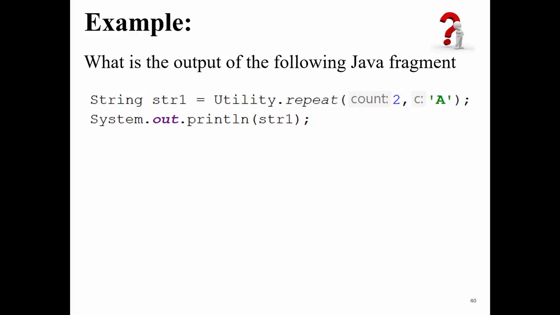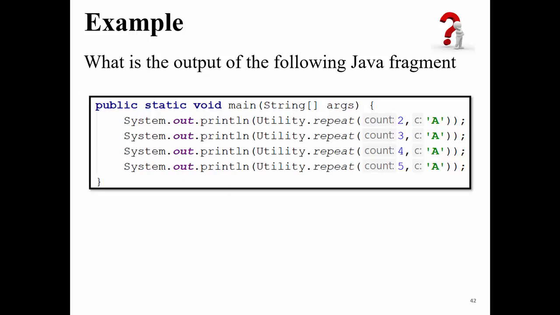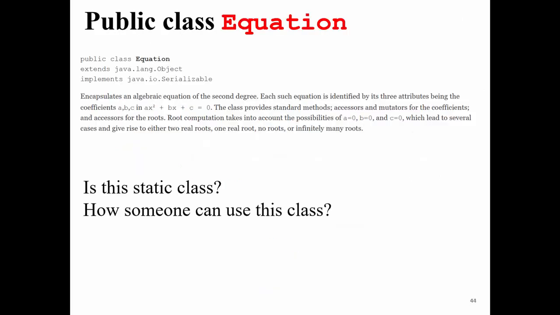So I cannot say double str1, because this method returns a string data type. So I should receive it in a string data type. You have to know the return data type and create a variable suitable with the same data type to be able to receive that returned data type. That's the only thing you can do. This is the output. I can change and run many times, using the same method.